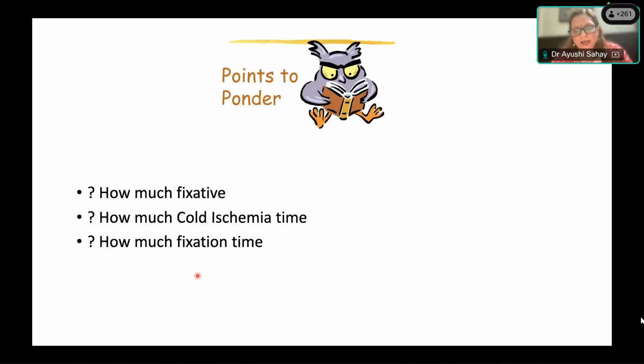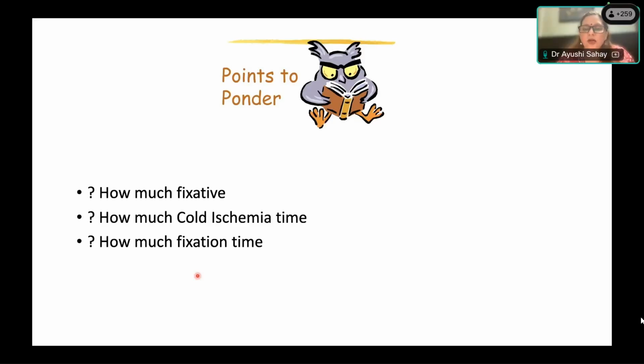So ideal time: less than 1 hour of cold ischemia time, place in formalin, and from that time the clock starts. And minimum 6 hours. It is not that it has reached your lab fast, so you have to process it fast and put it into the machine. You have to allow sufficient time for it to be fixed properly, minimum 6 hours. And in larger specimens, it is ideal to give it some more time. In smaller biopsies, 6 hours is fine, but in larger specimens like mastectomies, it is ideal to let it fix overnight and then process it next day so that there is adequate fixation.